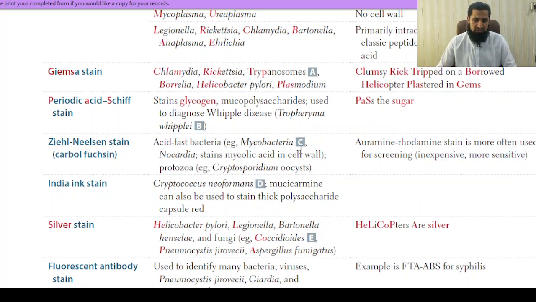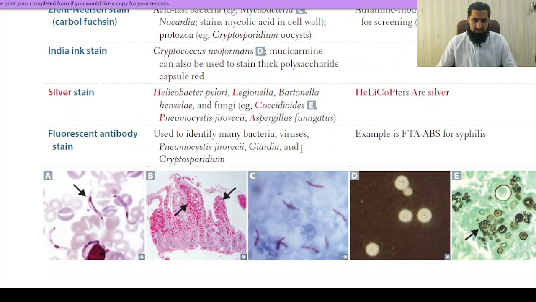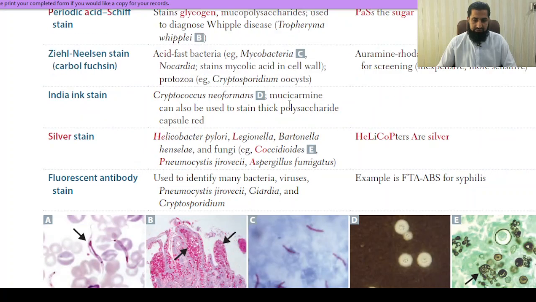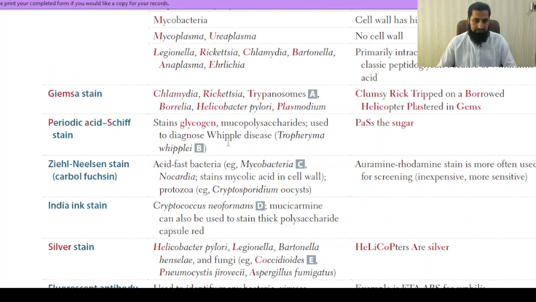Come and let me show you Mycobacterium tuberculosis. Here you can see the Mycobacterium species. This is a Mycobacterium species, and these are more of them. This staining is ZN staining.